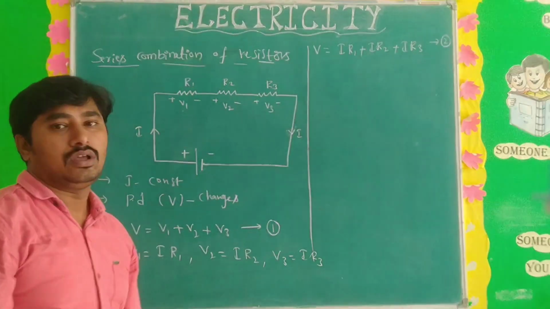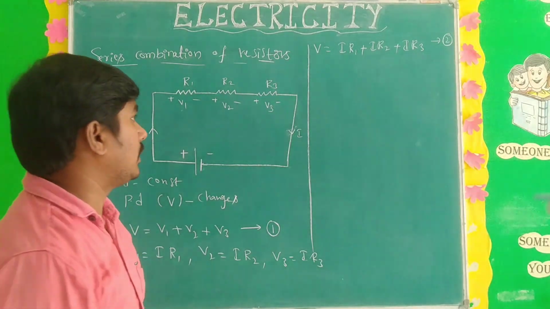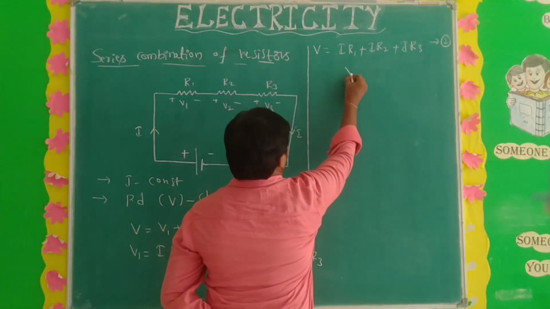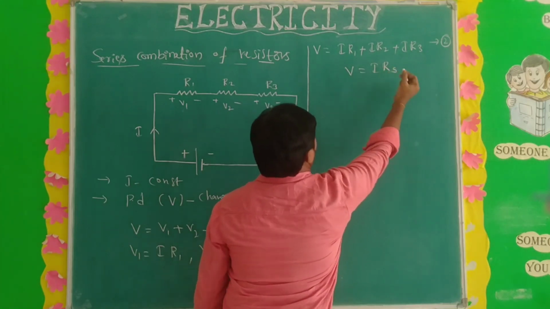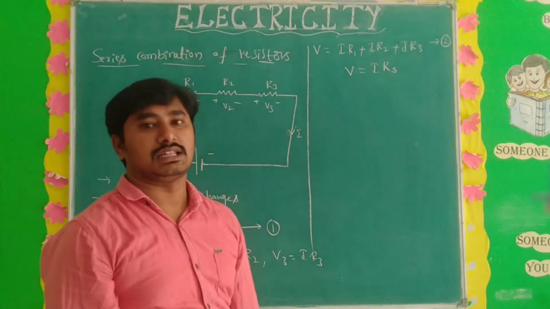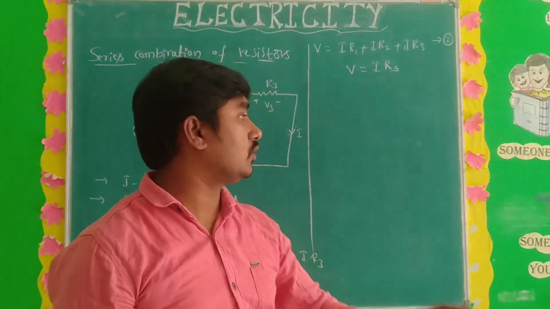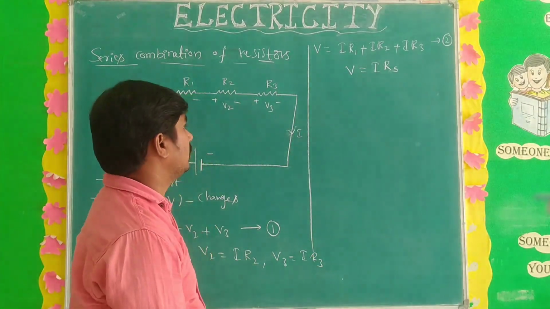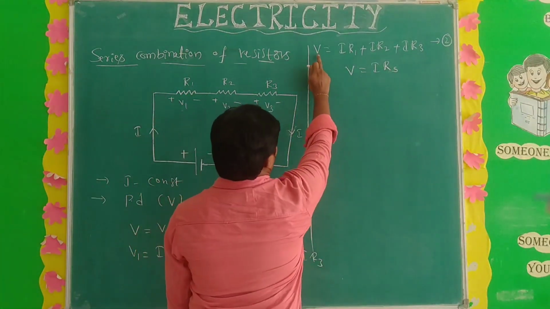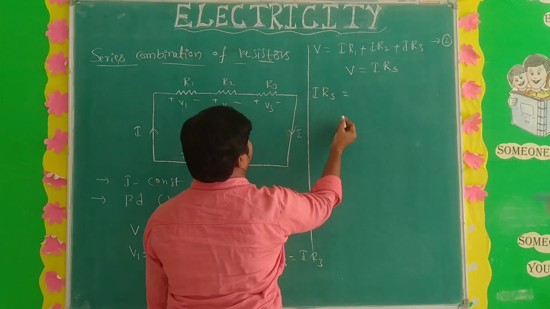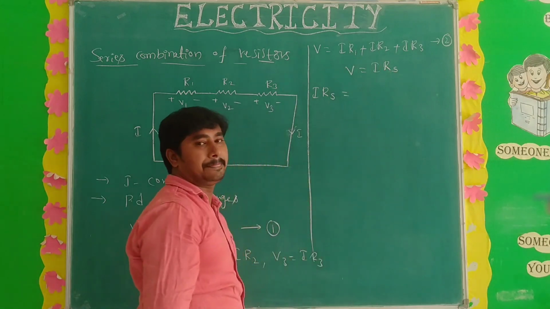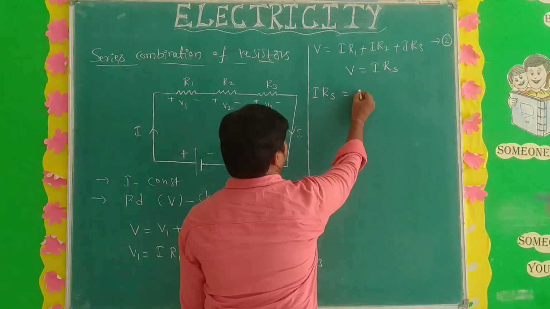Now you know very well the Ohm's law formula. Ohm's law is V is equal to IR. But here R is the equivalent resistance, RS, means the total resistance in the series combination. So that's why here V is equal to I RS. V means I, RS is equal to, here what is common? I is common. So current is constant.